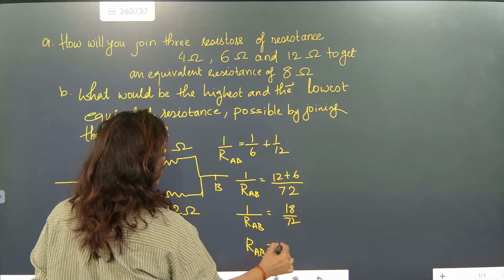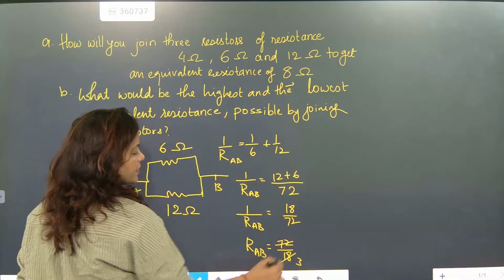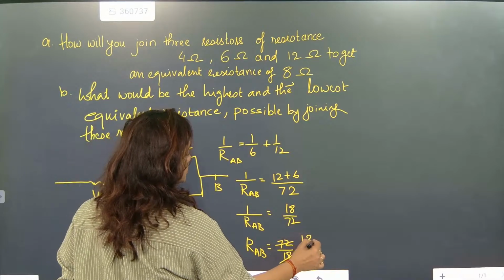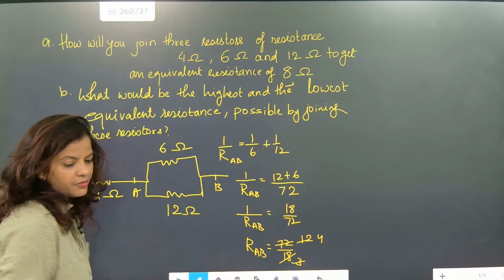So resistance in AB part is coming as 72 by 18. 6 3s are 18, 6 1s are 6, 6 2s are 12. So now RAB is coming as 4.